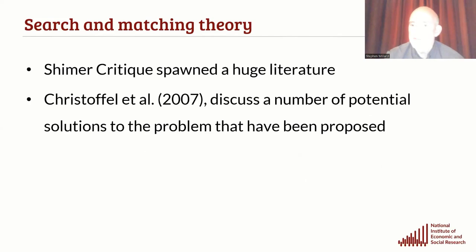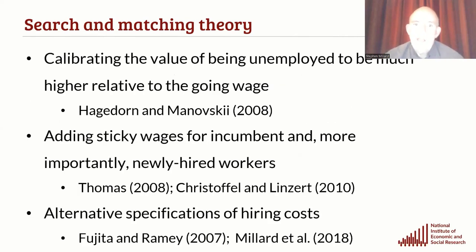Basically, Robert Shimer said, here's a problem. And then tons of authors came up with ways of solving the problem. And here are some of them. You could imagine that it's really valuable, or you get a lot of utility out of being unemployed. That would solve the problem. Whether that's true or not is up for debate. Anyway, Hagedorn and Manovskii is the paper, for those who are interested.